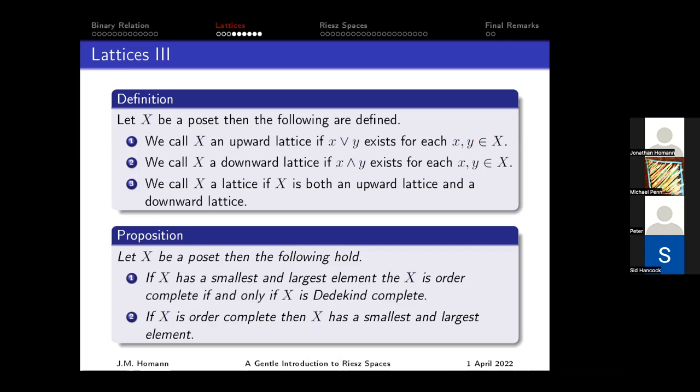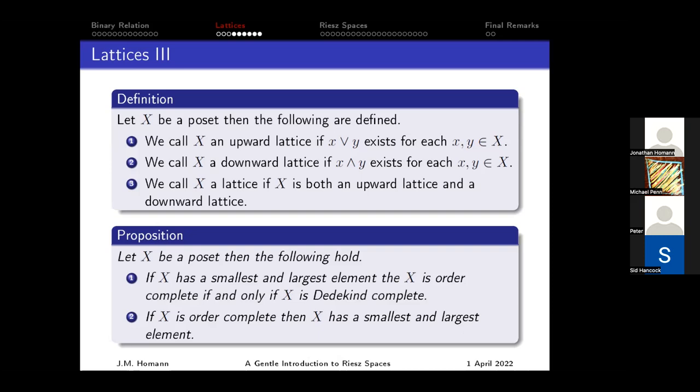And for the converse, if we suppose that X is Dedekind complete, and we let A be any non-empty subset of X, then it means that if A is bounded above, it has supremum, and if A is bounded below, it has infimum. But every non-empty subset of X is bounded above and bounded below, since there is the smallest element and the largest element, which means every non-empty subset of the Dedekind complete set has supremum and infimum, which implies that X is order complete.